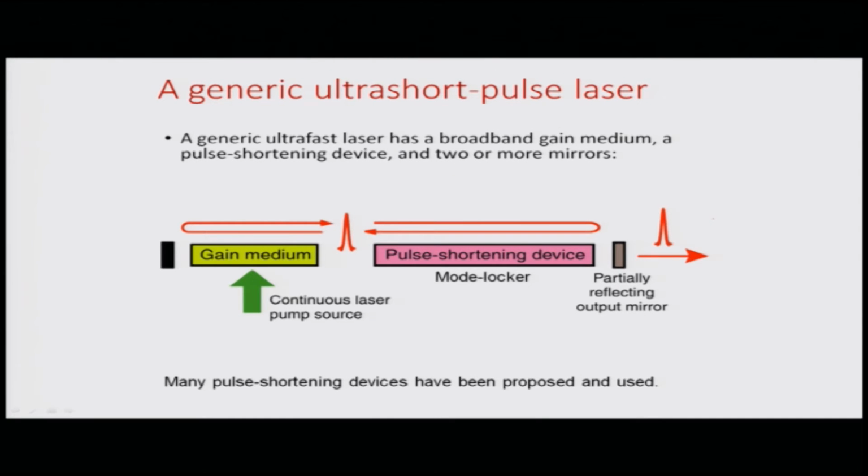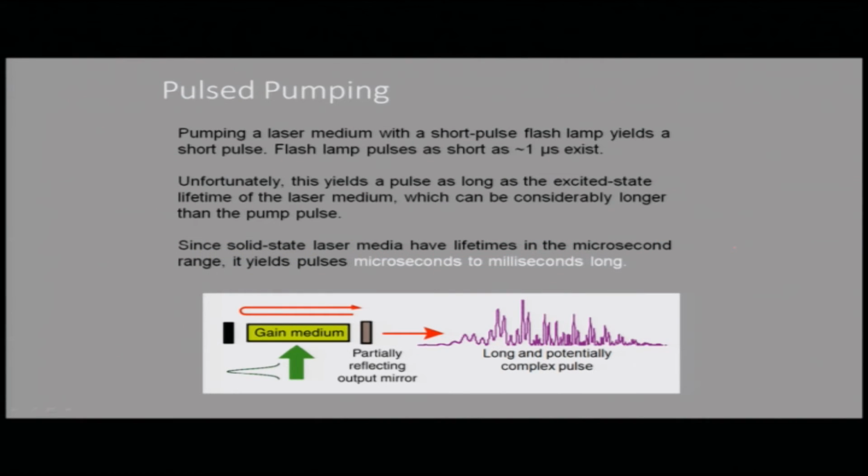So, a generic ultra short pulse laser has a broadband gain media, a pulse shortening device, and 2 or more mirrors. That is typically the case. This pulse shortening device is known as a mode locker. So, there have been many pulse shortening devices which have been proposed and used over the years. So, one quick option is to actually use pulse pumping.